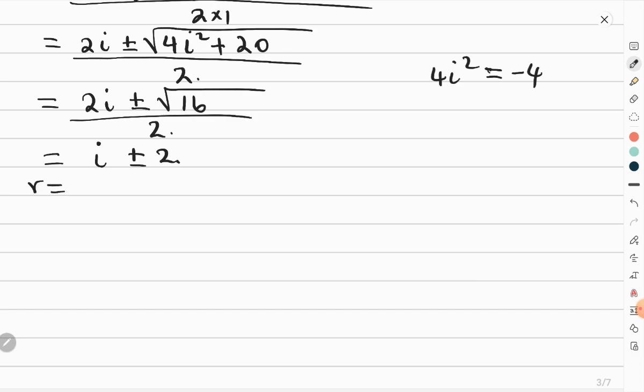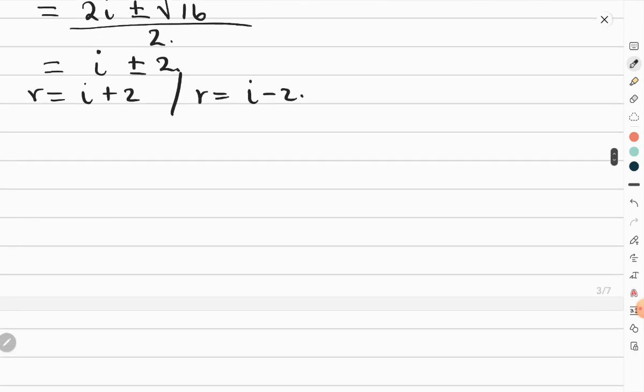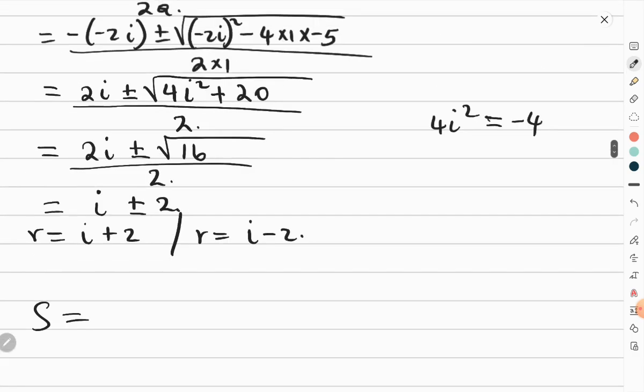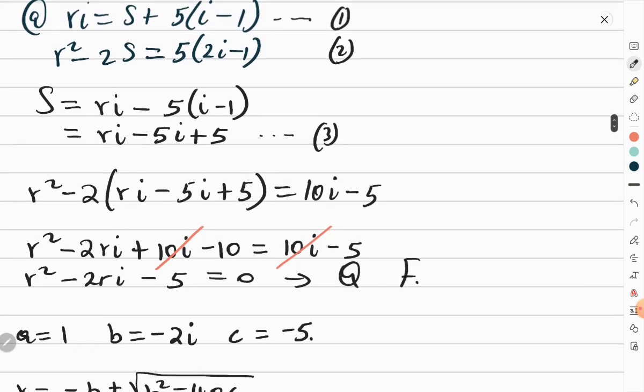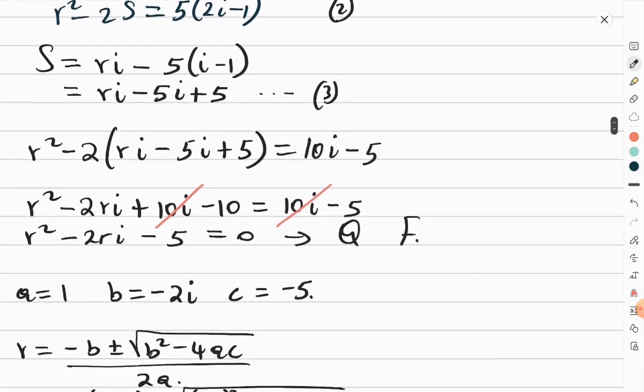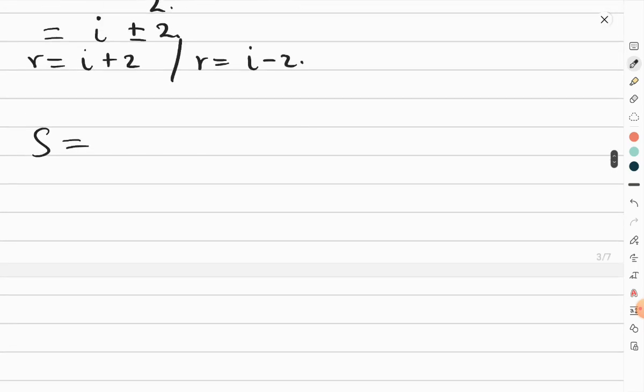So you'll find that you have two values of r, which is r equals i plus 2, or r equals i minus 2. So when you have these ones, now we can use them towards finding the values of s. Let's remember that s was given by ri minus 5i plus 5.